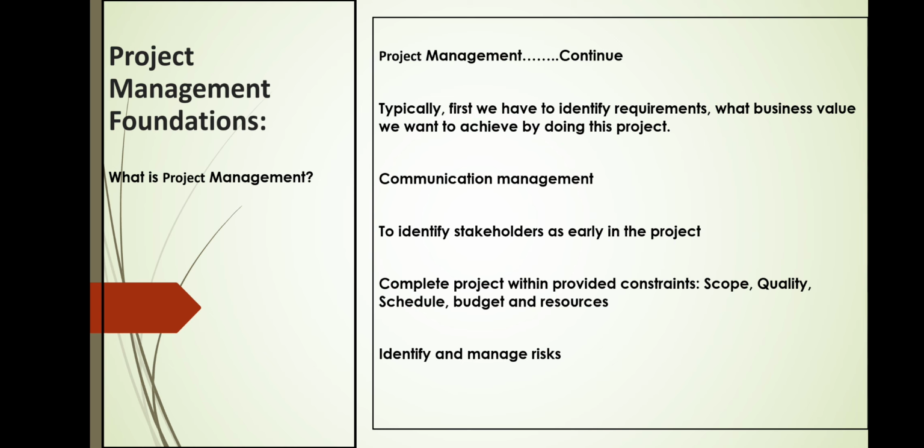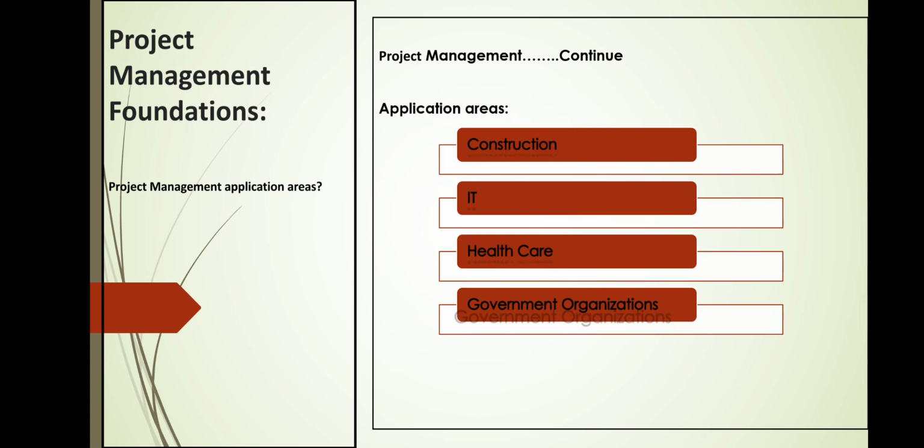So here in scope, we do what is required, only what is required. We don't do gold plating, we don't do any extra work. We do the minimum work required to achieve that scope. So we have to keep our project within those constraints.